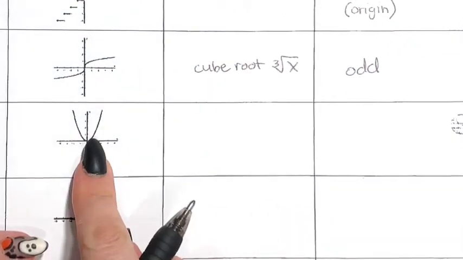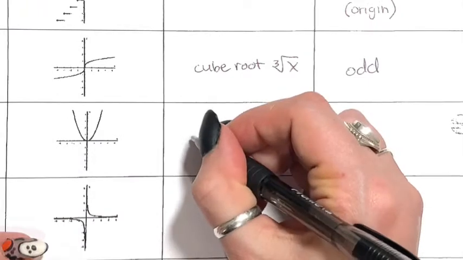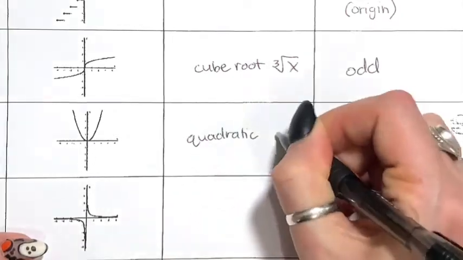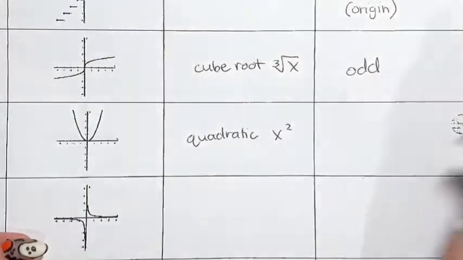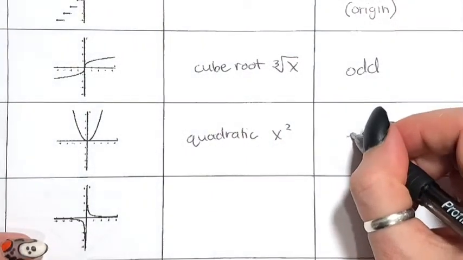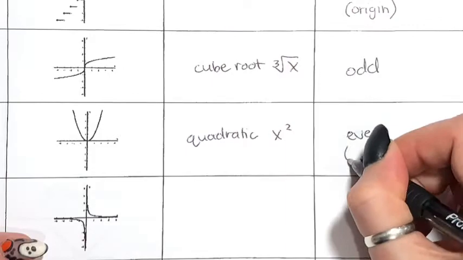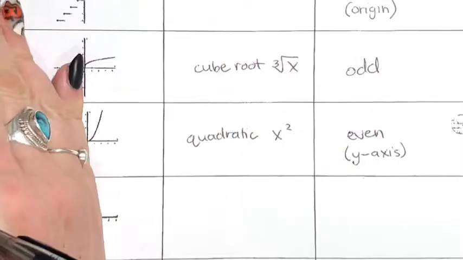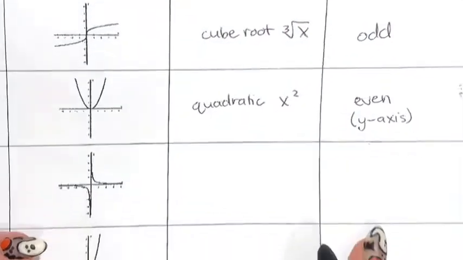Okay, hopefully you recognize this guy. This one is a quadratic. Again, quadratics are your x squareds. So this one is going to have even symmetry, or think about it as flipping across the y-axis. So I could fold it over the y-axis.